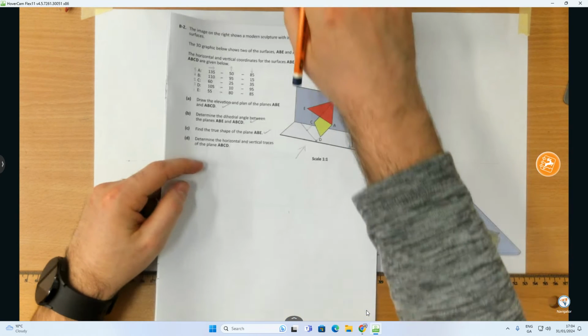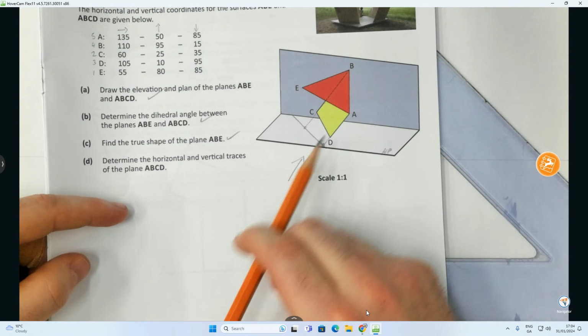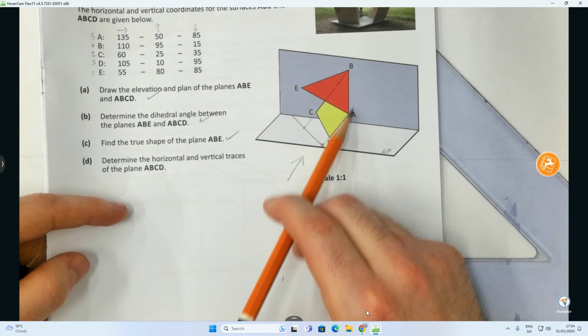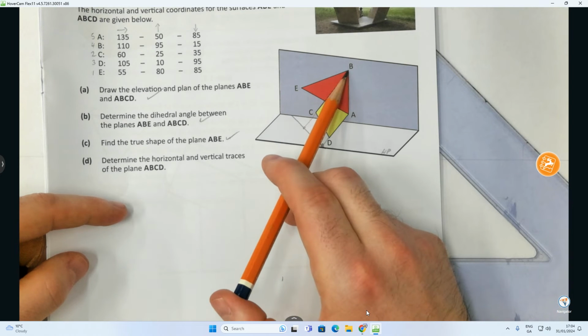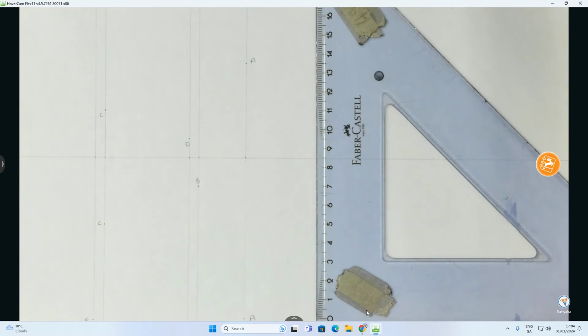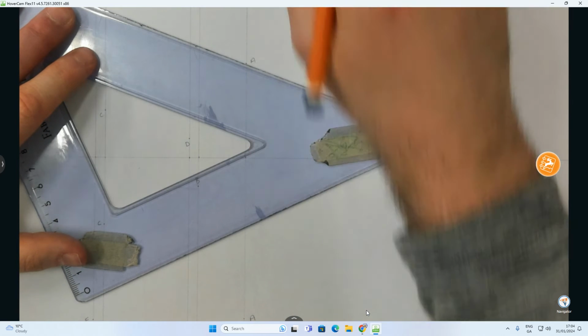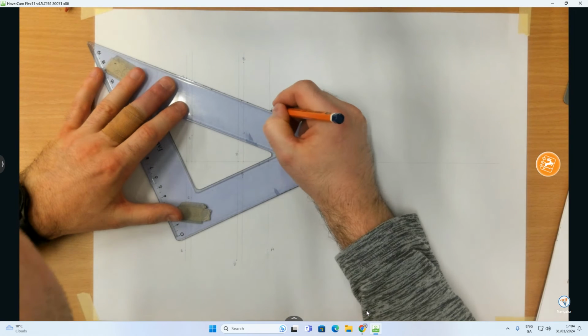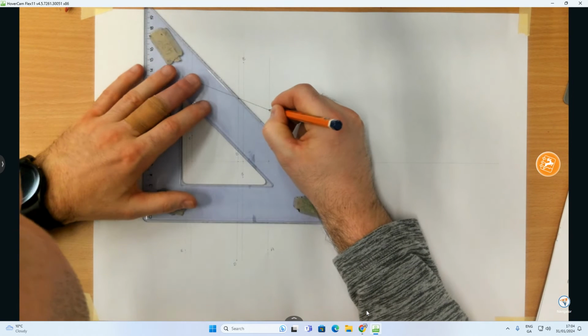Now, looking at this to see how we should heavy it in, when we're looking in this direction at the elevation, I can clearly see A, because that's kind of at the front. I can see E, it's out on its own, and B is the highest point, so I can see the ABE surface. So that can go in completely heavy in the elevation. I can heavy that in completely in the elevation.